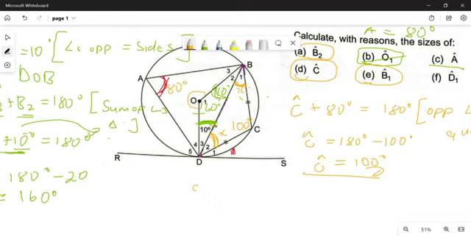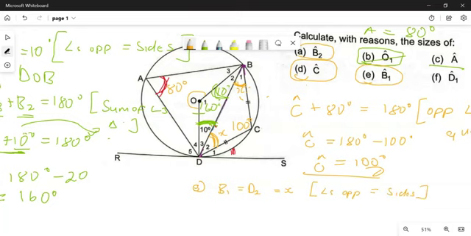So we'll say we have number E. On number E, we'll start by saying D1 is equal to D2. And then you say we can call them X. According to you, let's call them X. This is because we have angles opposite equal sides.